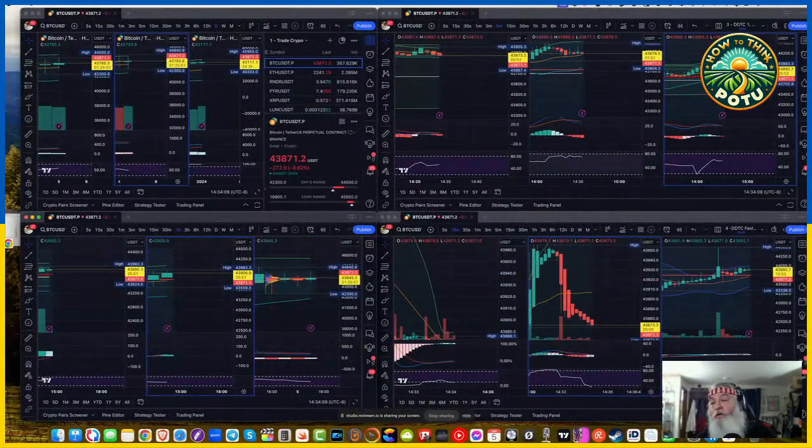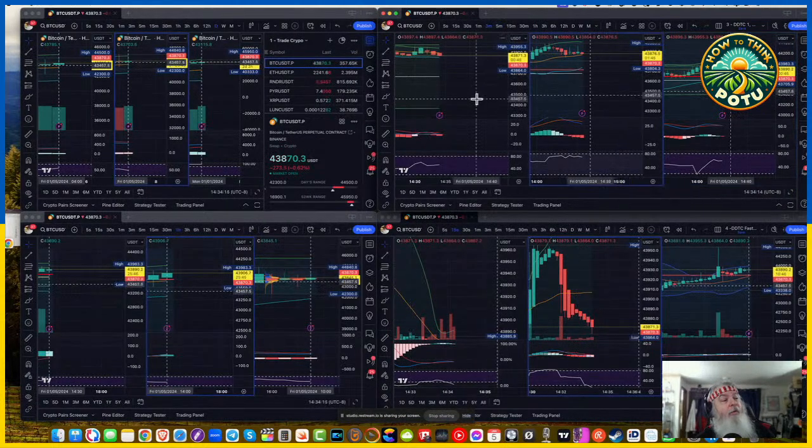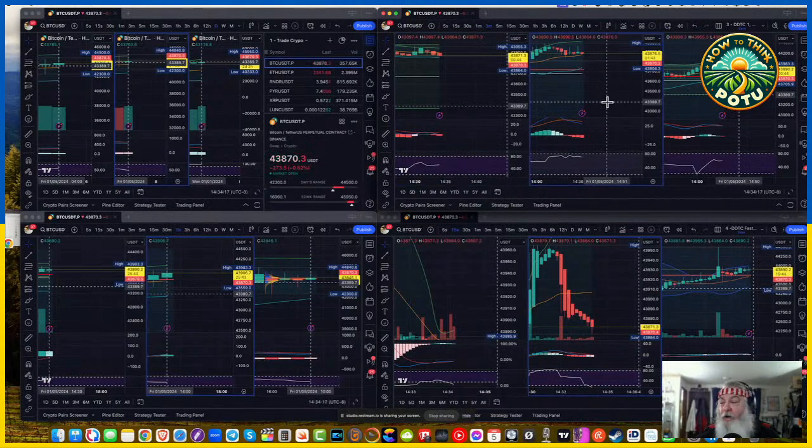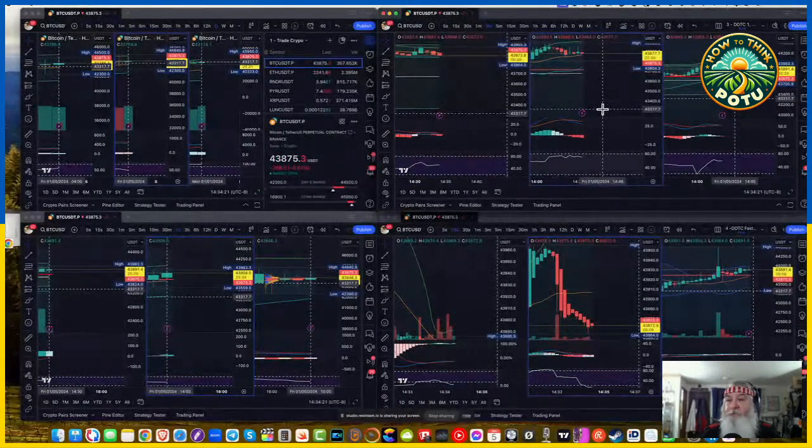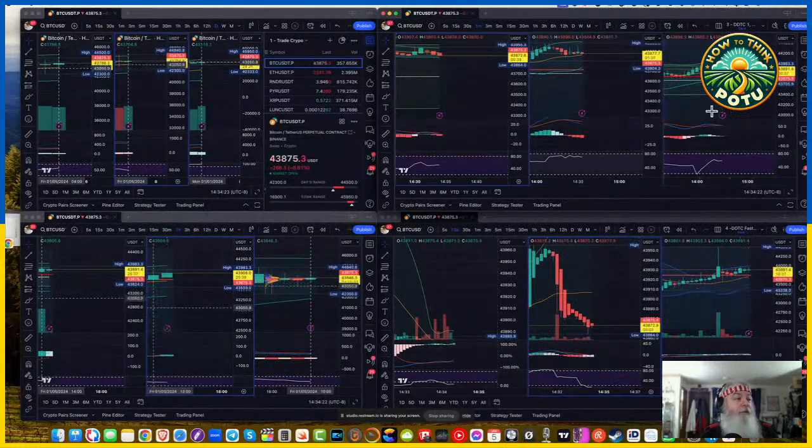Okay, the other charts over here, and I know this is blocking it, but this is a 5 minute, 3 minute, 1 minute. Why do I look at the 3 minute? I trade on the 3 minute. Why? Because nobody else does. Everyone's looking at the 1 minute.